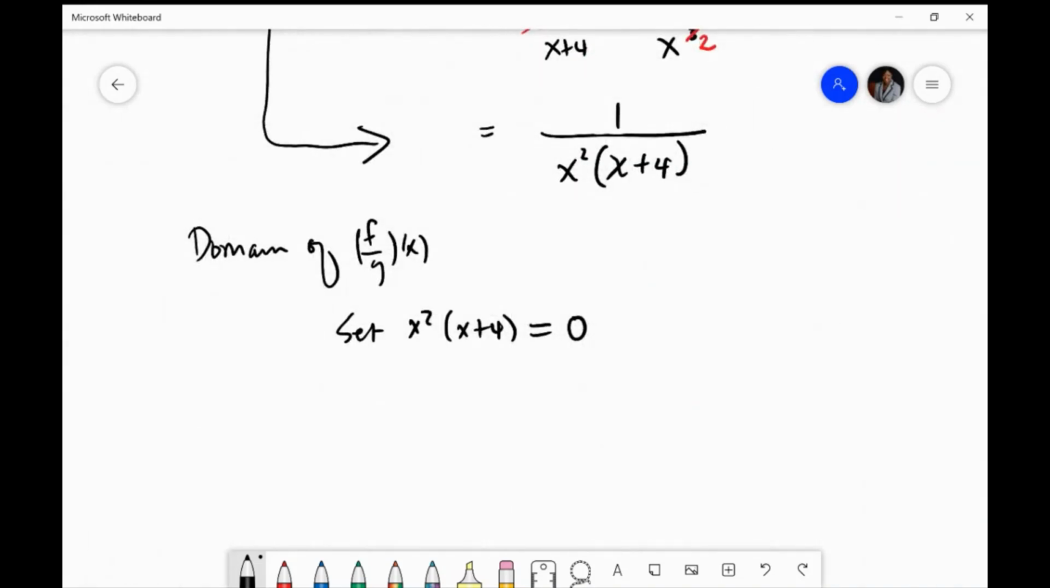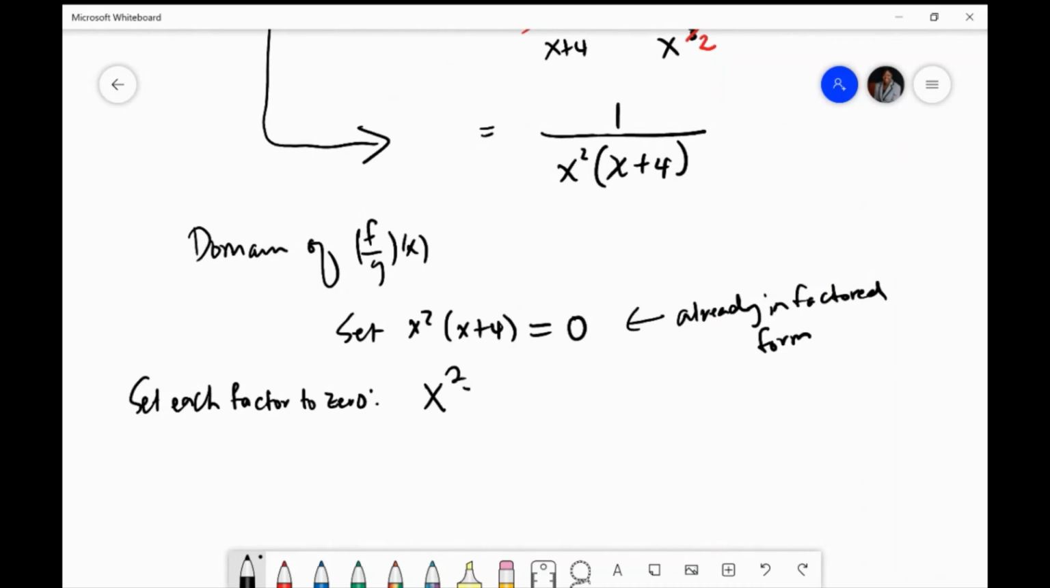It's already in factored form, so there's no need to factor it. All right. So we set each factor to 0. So we're going to set x squared to 0 and solve for that. And we're going to set x plus 4 to 0 and solve for that.